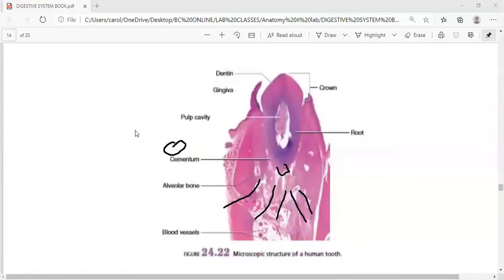Now you have here a cut of a tooth, where you can see you have a crown, and you have the root right here. But those are basically the main things that you need to know about this.